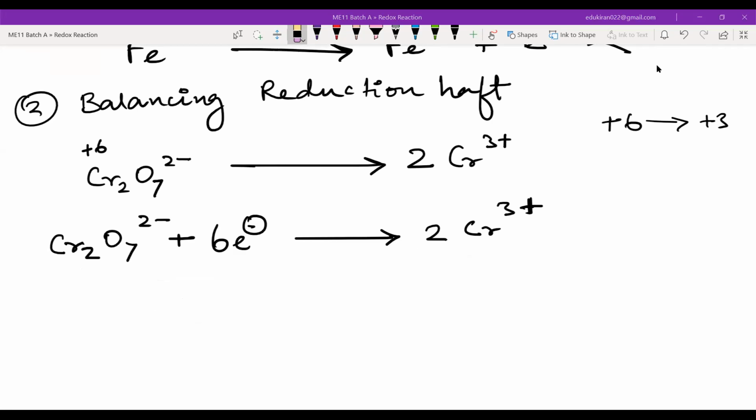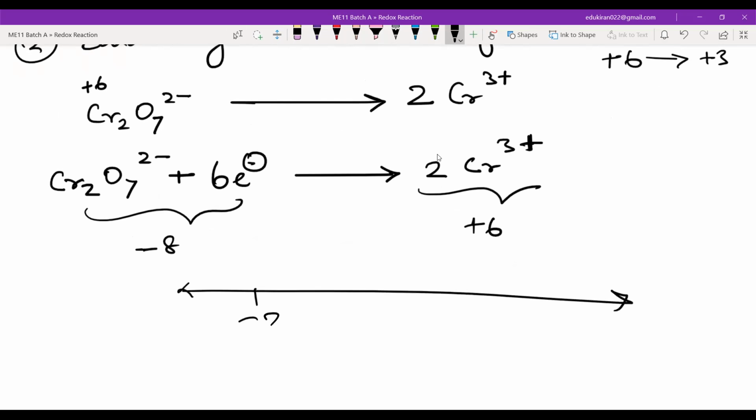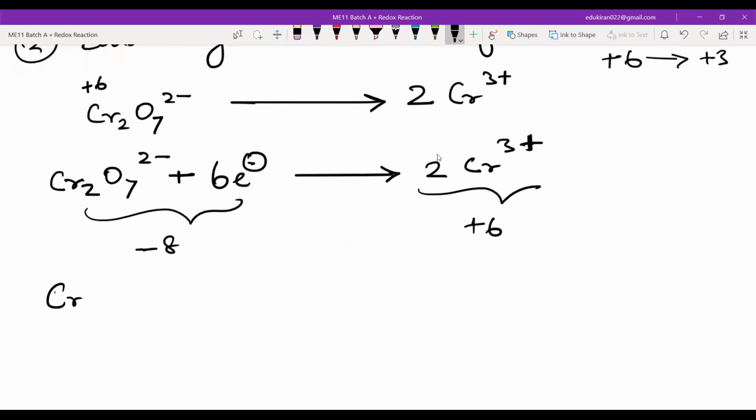So here we will have Cr2O7, 2 negative, plus 6 electron, and I can add the positive charge as 14H plus ion because it will be acidic. Then I will write 2 Cr3 positive. Now, after this, I will balance the oxygen. Cr2O7, 2 negative, plus 6 electron, plus 14H plus, gives 2 Cr3 positive. How did the 14H come again?